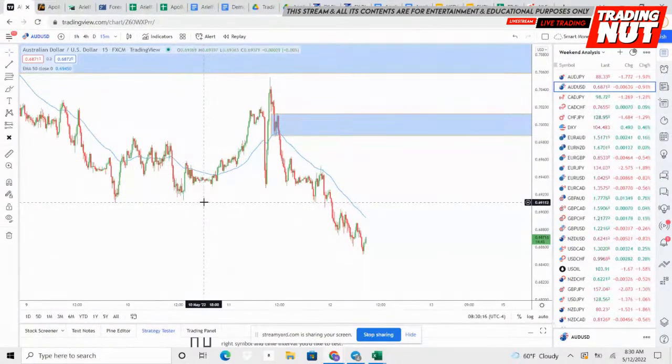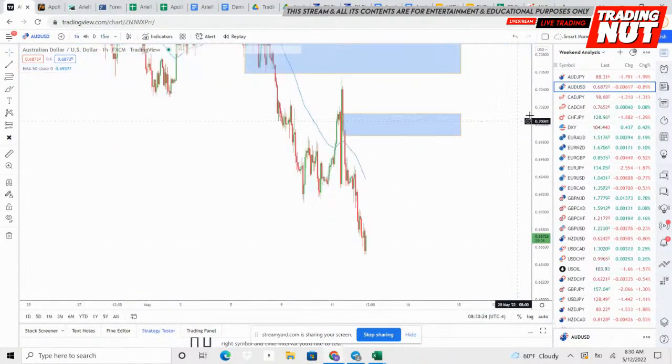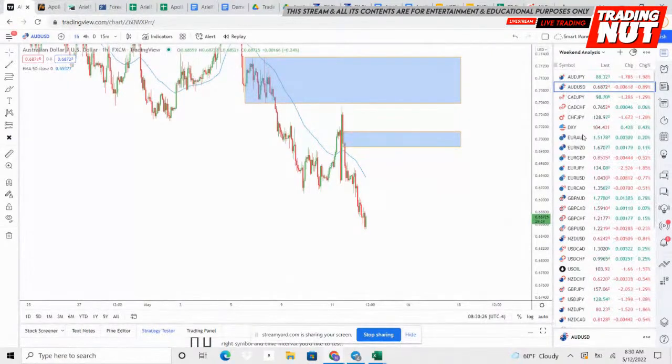Sometimes there are just no setups. There's just no actual level to take, and that's fine. You sit on your hands and wait for your levels to be met. If they don't, that's fine. We move on. So that's AUD USD.